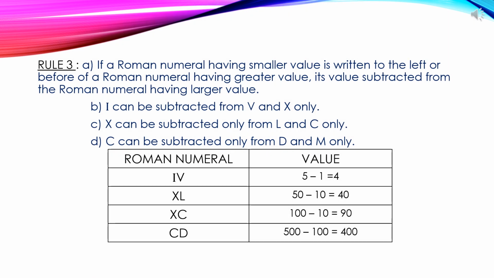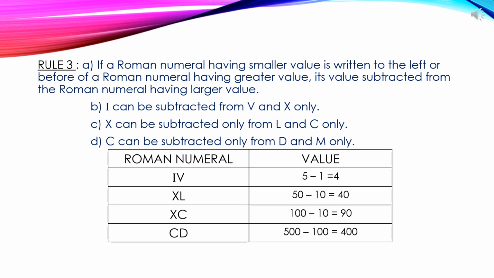Rule 3. If a Roman numeral having a smaller value is written to the left or before a Roman numeral having greater value, its value is subtracted from the Roman numeral having larger value. B part: I can be subtracted from V and X only. C part: X can be subtracted from L and C only. D part: C can be subtracted from D and M only.